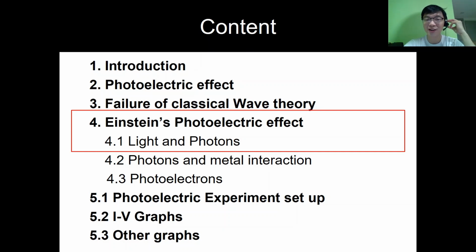Later on in his life. So let's first talk about the photoelectric effect in general, and then let me talk about light and photons. In this part, I will be breaking down Einstein's photoelectric equation into three main parts: the light and photon parts, the metal part, and the electrons part.